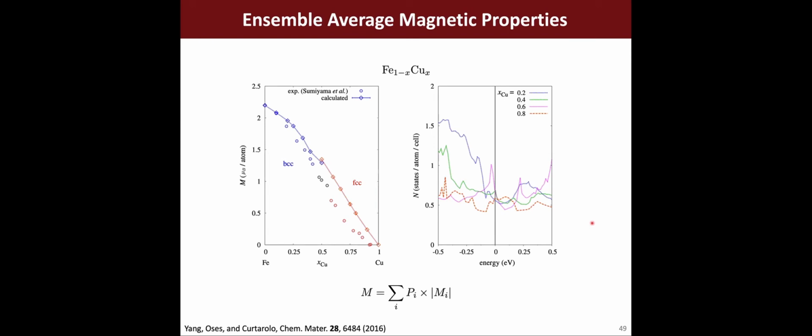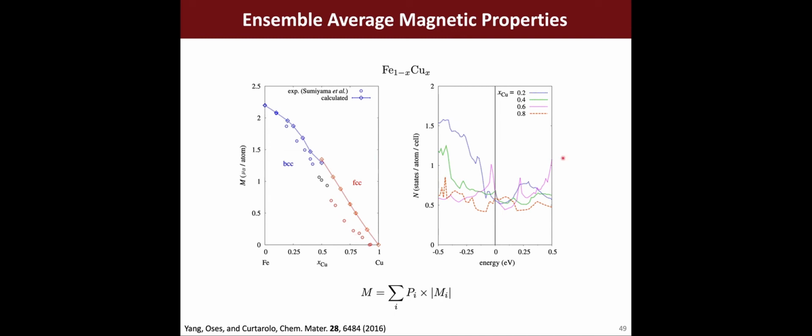We've also looked at ensemble average magnetic properties. Now, magnetism is very difficult to do with DFT, so it's important that you're very careful with these analyses. But what we did is look at this iron copper system. We know that iron is magnetized, copper is not. So we look at the magnetic moment as a function of concentration. As we increase copper, we expect the magnetic moment to drop. And it turns out that even through a phase transition, this relationship is mostly linear, and you can see that our calculated results emulate the experiment very well.